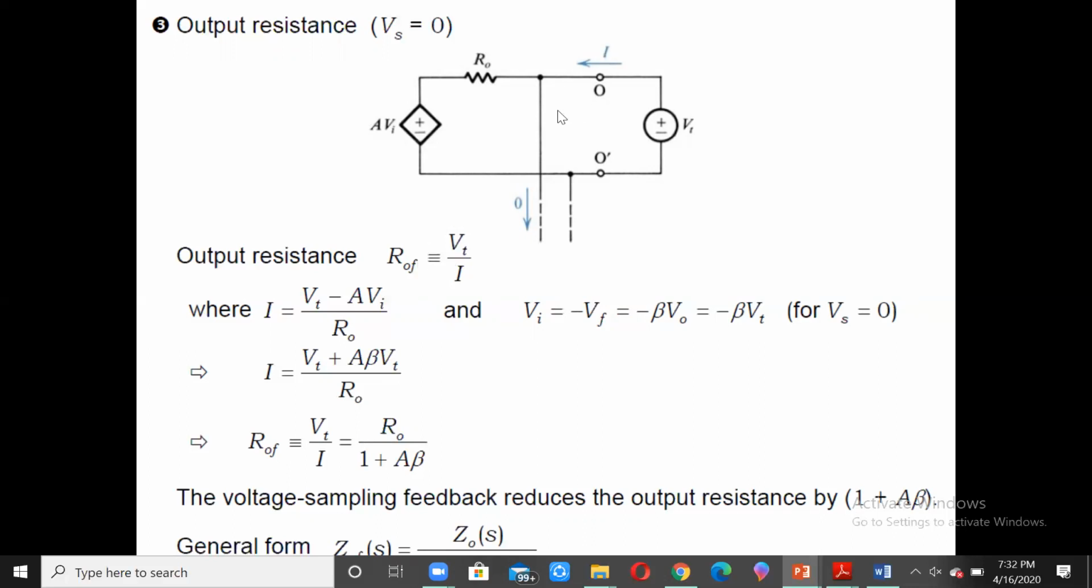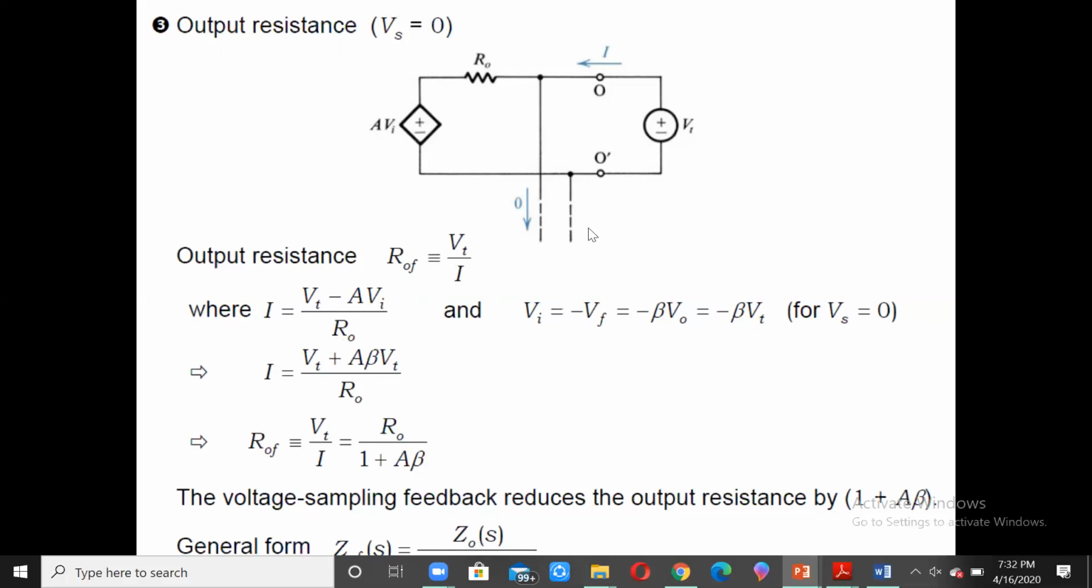ROF is the resistance looking in this direction, Vt divided by I. Now this value of I is what we need to find out from here, and I is definitely the current through this. The total voltage in the loop is Vt minus AVI, and that voltage should be divided by R0 to get the value of I, and that is what is written here: Vt minus AVI by R0.